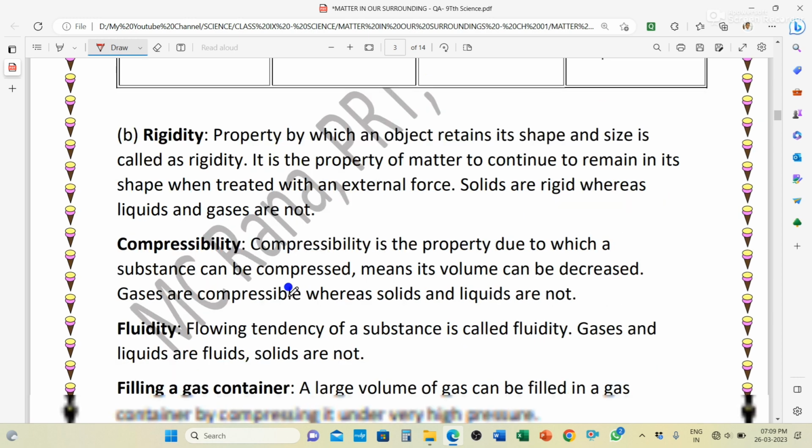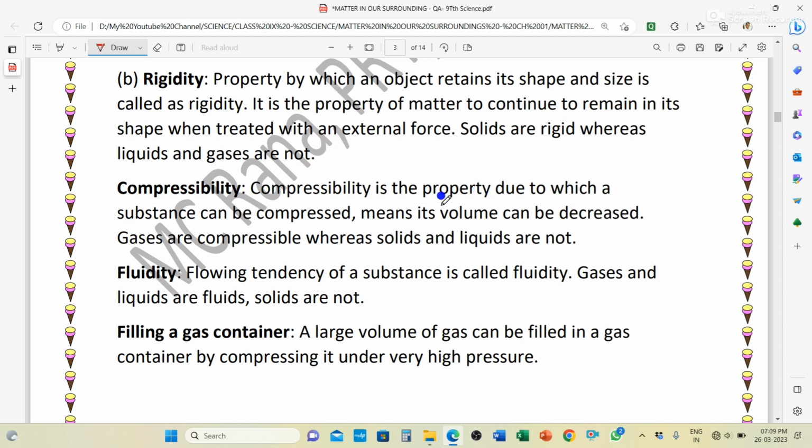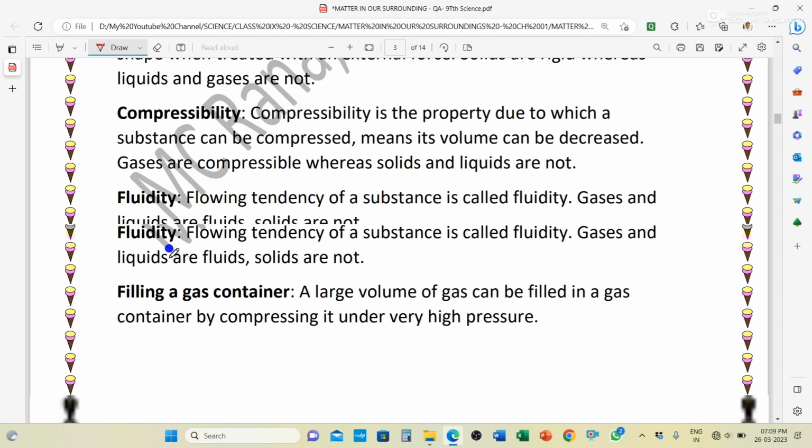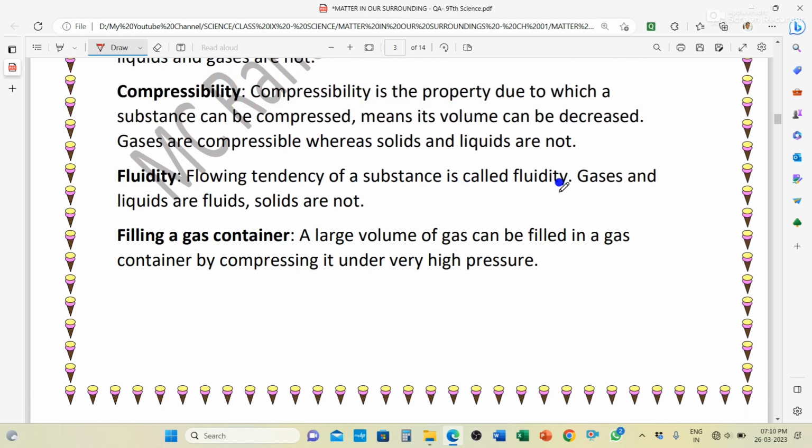Then compressibility. Compressibility is the property due to which a substance can be compressed, means its volume can be decreased. Compressed means you can decrease the volume by applying force, right? Gases are compressible, whereas solids and liquids are not compressible, or it is very negligible. You can compress only to a little extent, and that also by using some machines. Then fluidity. The flowing tendency of a substance is called fluidity. That's why liquids are also called fluids, because they can flow. If you pour some liquid, water or milk, it will flow from the upper area to the lower area, so gases and liquids are fluids, solids are not.